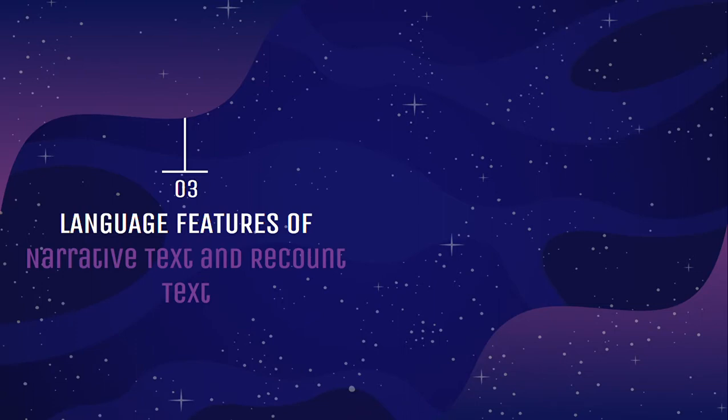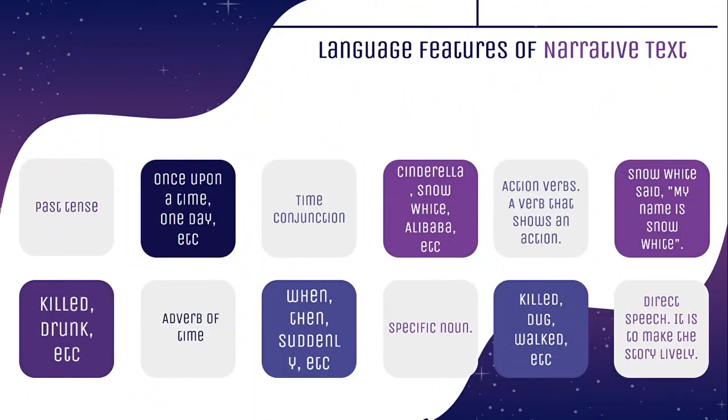Next, language feature of narrative text and recount text. Language feature of narrative text. Narrative text most often uses past tense. It can be simple past tense, past continuous, or other past tense forms. For example, killed, drank, etc. Then use adverb of time. For example, once upon a time, one day, one time, etc.